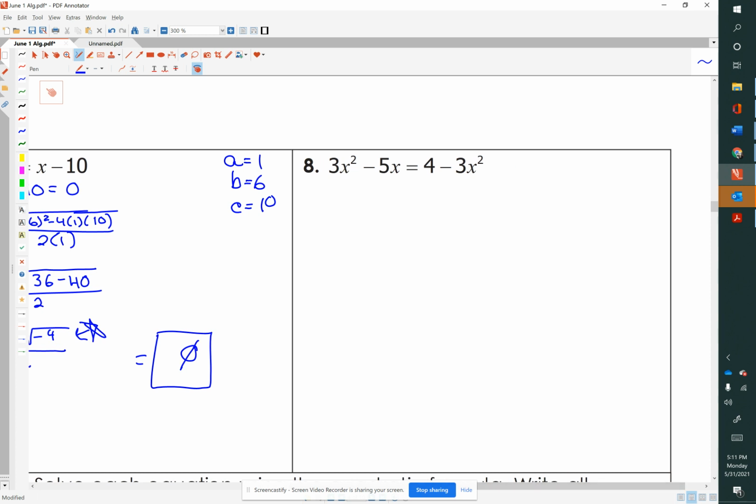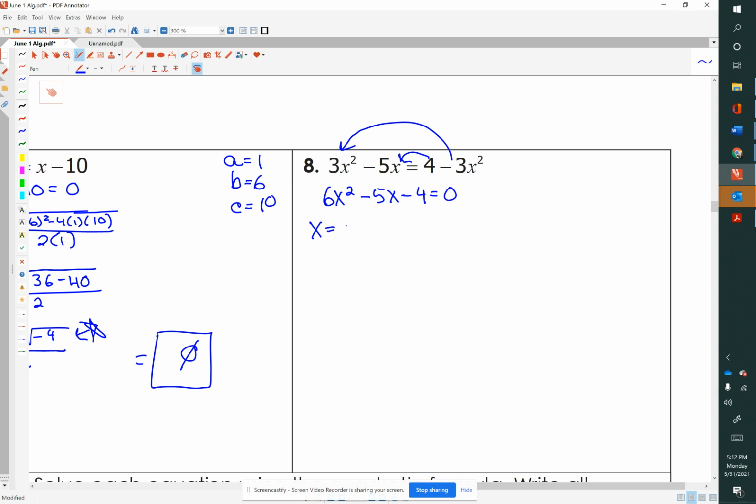No negative square root. Okay, number 8, we will rewrite this in standard form by moving the -3x over. That makes it a positive 3x to give us 6x squared minus 5x. And we move the 4 over. It will be -4 equals 0. And let's start our substitutions.